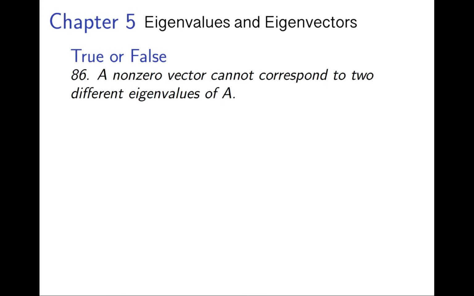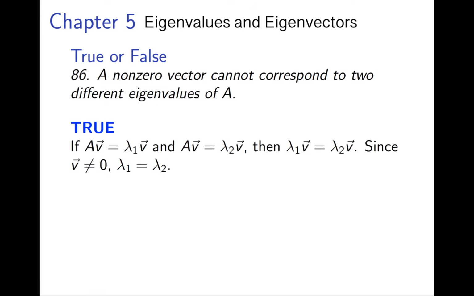Number 86. A non-zero vector cannot correspond to two different eigenvalues of A. That's true. And the way we would show this is with a proof by contradiction. We would say if Av equals lambda 1 v and Av also equals lambda 2 v, then lambda 1 v equals lambda 2 v. And this can't happen if v has a single non-zero entry. And we said that v is not the zero vector, so this would conclude that lambda 1 equals lambda 2. So you can't have different eigenvalues for the same eigenvector.